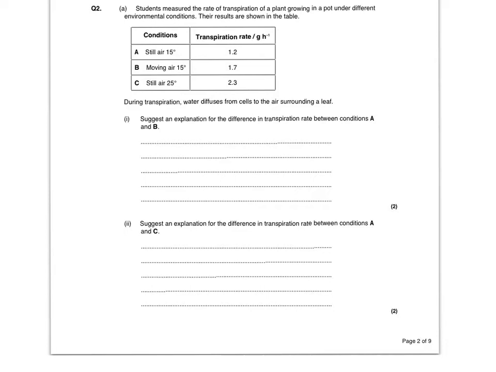During transpiration, water diffuses from cells to the air surrounding a leaf. 1. Suggest an explanation for the difference in the transpiration rate between conditions A and B. So A, you've got still air at 15 degrees Celsius, and B, you've got moving air at 15 degrees Celsius, but you've got a transpiration rate of 1.2 and of 1.7. The moving air removes water vapour. It increases the water potential gradient and therefore there is more diffusion, more evaporation. That gives you your 2 marks. So 1 for removed water vapour and then 1 for increased water potential.